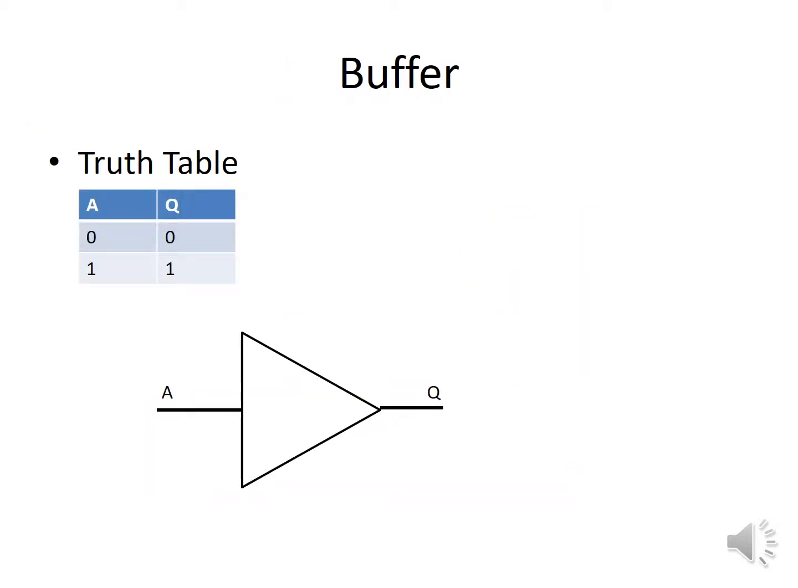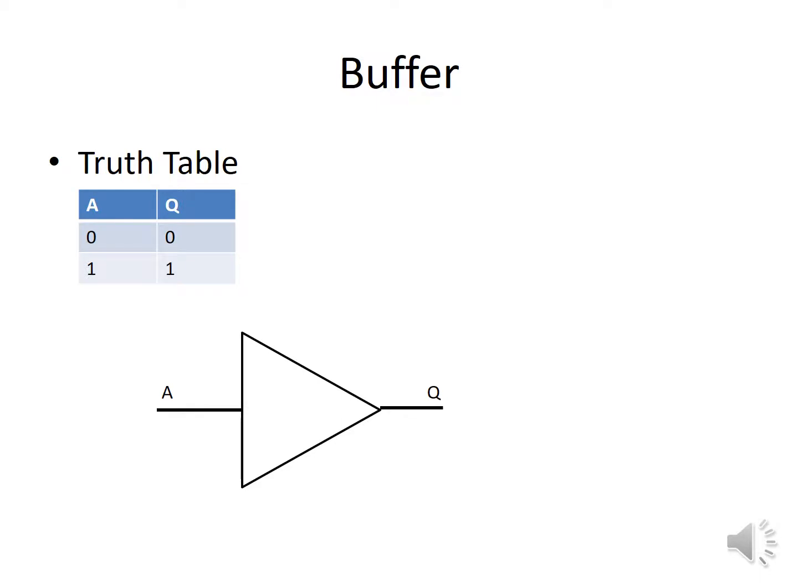And there are different kinds. Here is a symbol for a buffer. A buffer is effectively like a piece of wire. And it's quite handy because electricity can only flow in one direction on them. But there are a few other advantages.